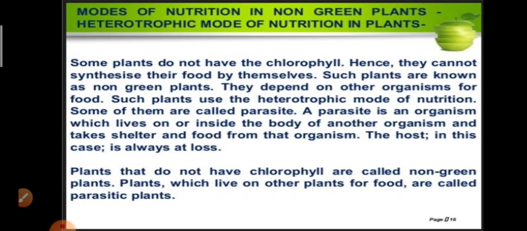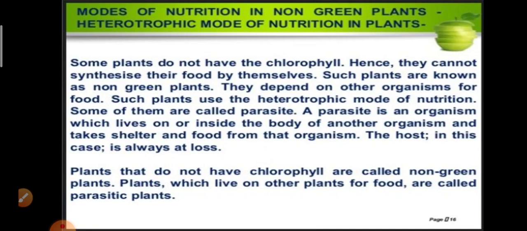Modes of nutrition in non-green plants. Heterotrophic mode of nutrition in plants. Some plants do not have chlorophyll. Yes students, there are some plants that do not contain chlorophyll. They cannot synthesize their own food. How do they survive and from where do they derive their nutrition? Yes, like humans and animals, such plants depend on other plants for their food. So they use heterotrophic mode of nutrition.